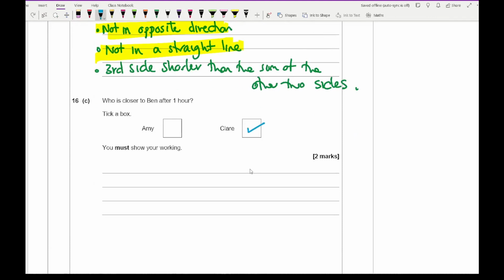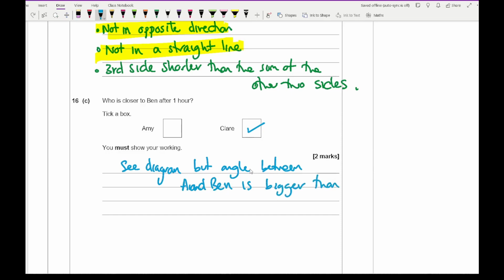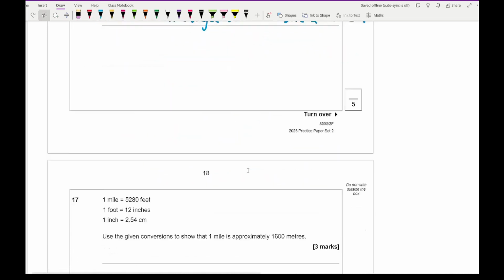And the reason for that, well, you can see the diagram, but the angle between Amy and Ben is bigger than the angle between Ben and Claire. So something along those lines would have been absolutely fine.